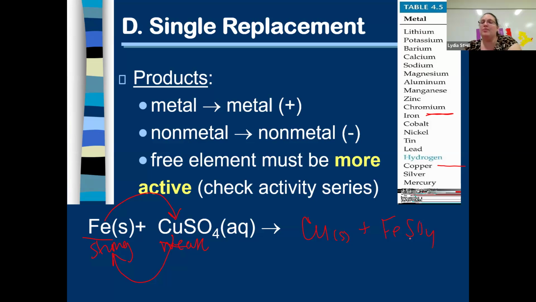Now, the reason we can go ahead and write FeSO4 is because we do know the charges, but you still have to balance charges. So you might want to put that down in your notes. You still have to balance charges. In this case, iron happens to be a +2 and sulfate is a -2. So they are a 1-to-1 ratio, and we balance them accordingly.